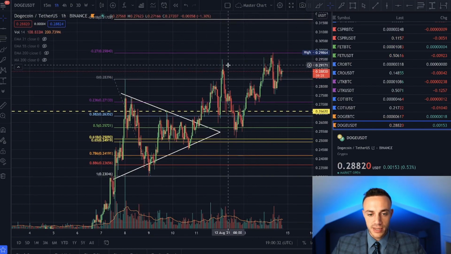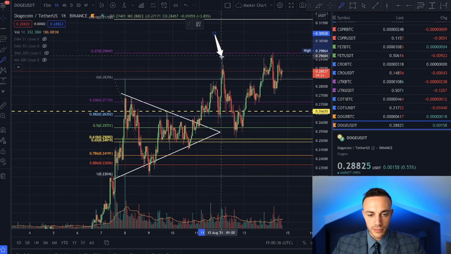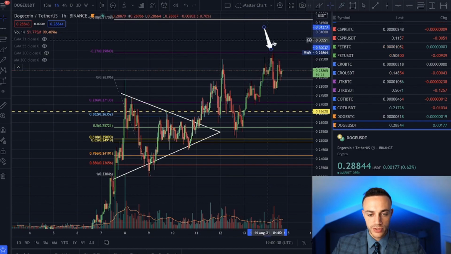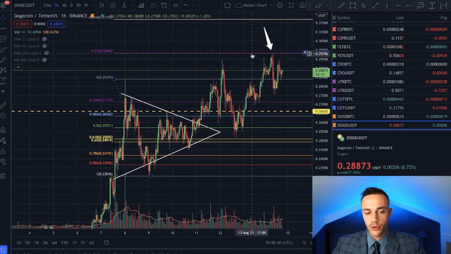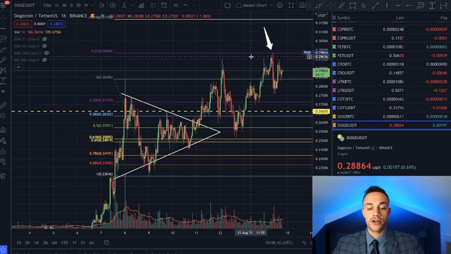Okay, and as you can see, it didn't quite hit the 0.27 on the first run up over here, but it did just nick out the 0.27 the second time. So you have your take profit order already set in your exchange. Bam, that's a winning trade.